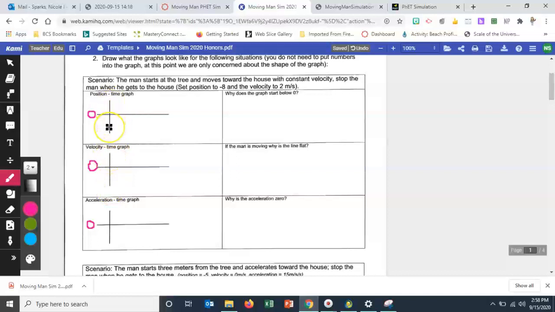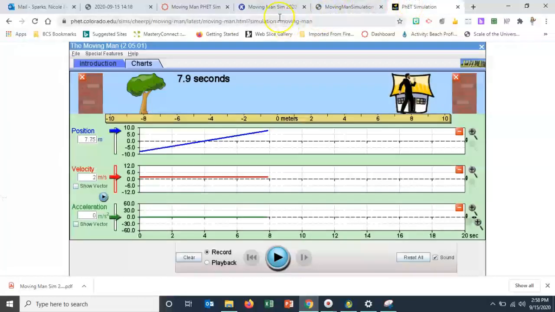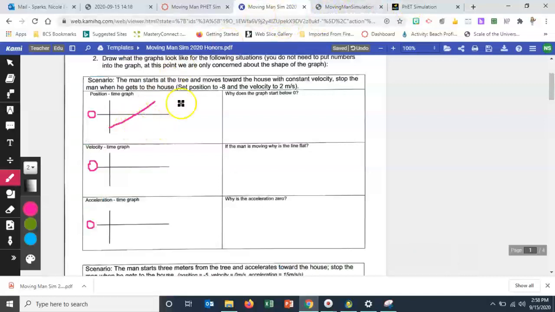So this one here, think about it. We started him at -8, so not completely at the bottom, but pretty close. And then we stopped him almost at that 8 or 7.75. So our first line kind of looked like this. So I'll go back and see. Close enough. So pretty close.